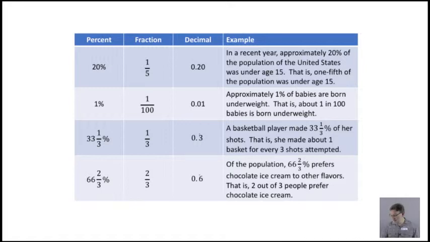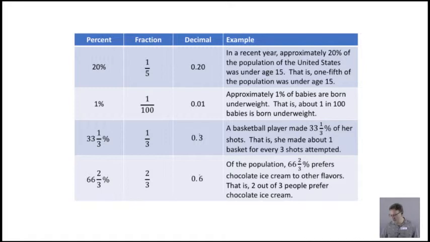1% or 0.01, which another way to say 0.01 is 1/100th. There's our fraction, 1/100th. Approximately 1% of babies are born underweight. That is, about 1 in 100 babies is born underweight. We've talked about the last two just a little bit.